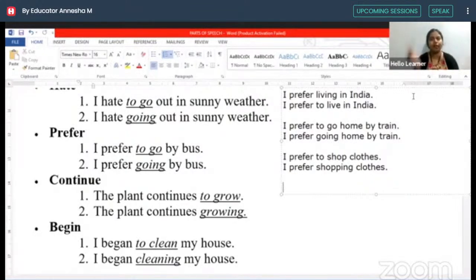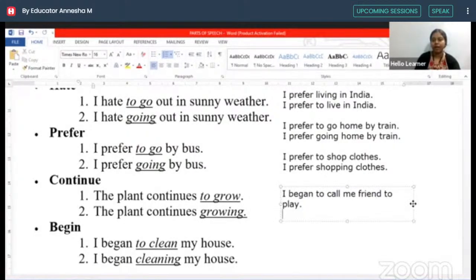We can use either an infinitive or a gerund, and both will have the same meaning. Right? So, any other sentences, any doubts you can ask. Yes, Dipali? Ma'am, I began to call my friends to play. Okay. Very good. I began to call my friends to play. And another way, I began calling my friends to play. Very good sentence, Dipali. Absolutely correct. Any other sentences, guys?